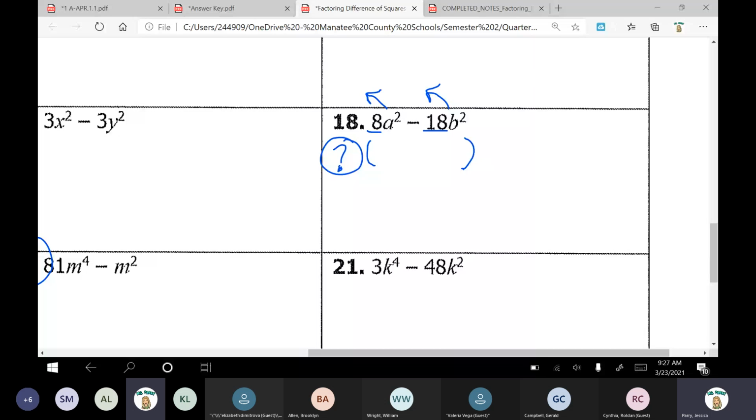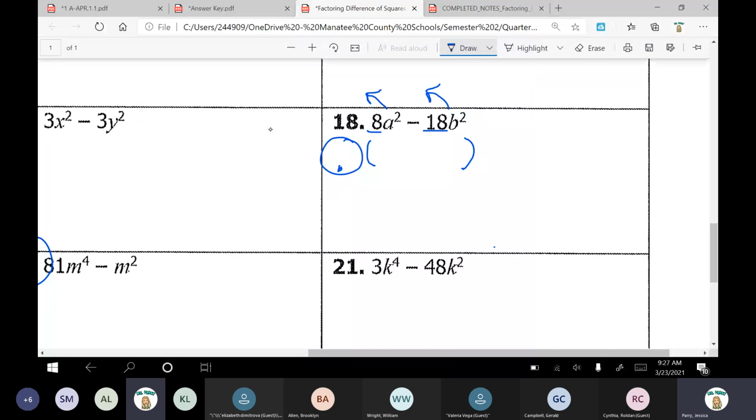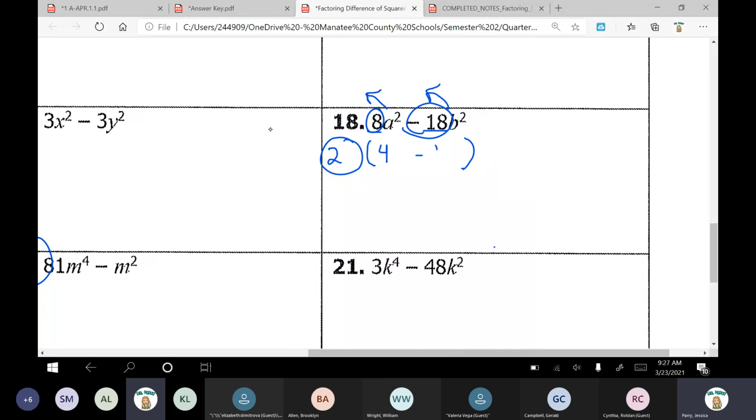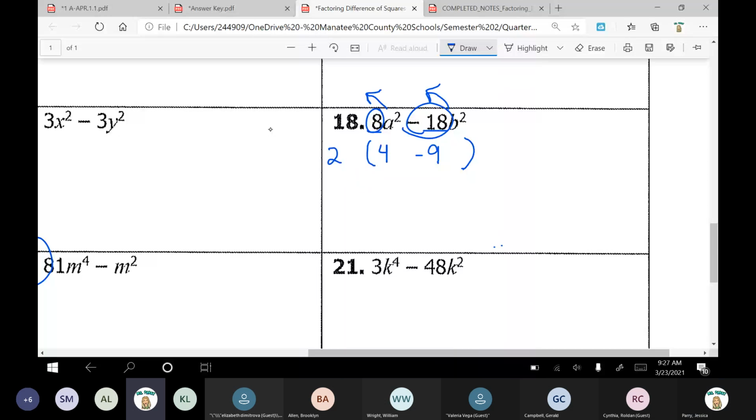And I see someone said a 2. And yep, I also got 2. We can divide both of these by 2. That's going to be the biggest number. So let's go ahead and take out a 2. And let's factor out the numbers. We've got 8 divided by 2 is 4. And then negative 18 divided by 2 is negative 9. Perfect. Now let's look at our variables. Okay. Can I factor out the variable a?